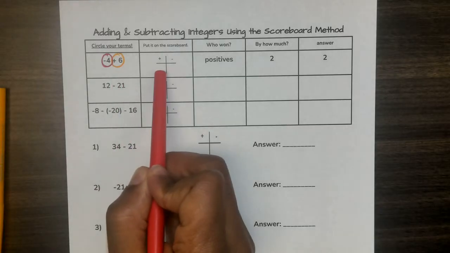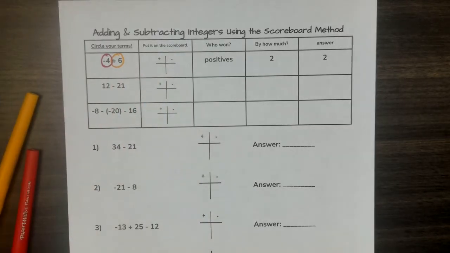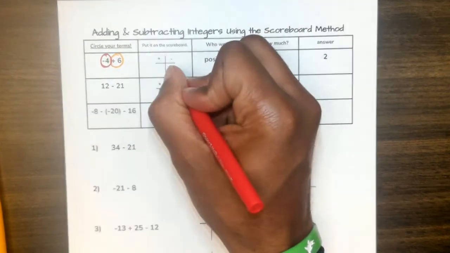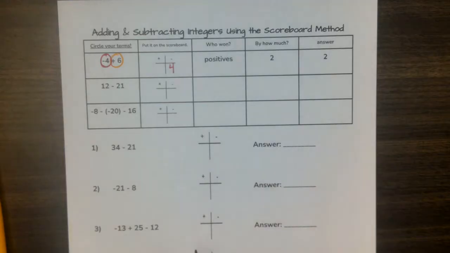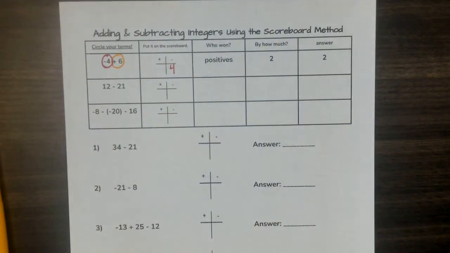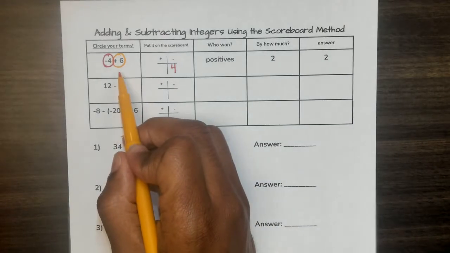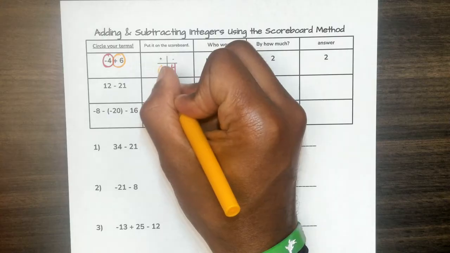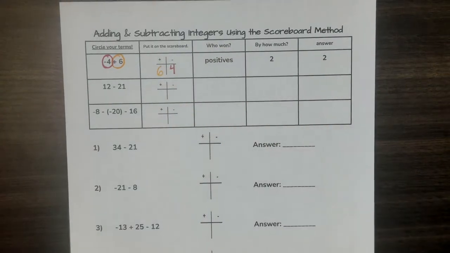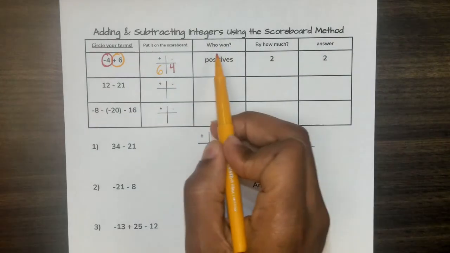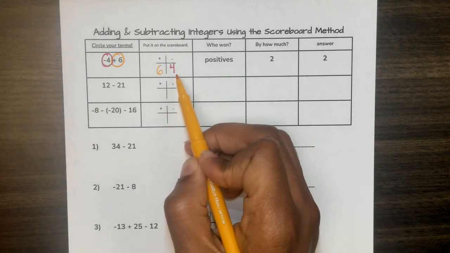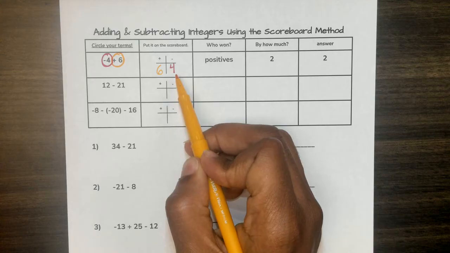All that we're going to do is put that on the scoreboard. We have a -4, so that's 4 points for the negative team. We record that on the negative side. Then the positive team has 6 points. So who won? Well, the positive team won. Why? Because they have more points than the negative team. Their number is higher than the negative team's.